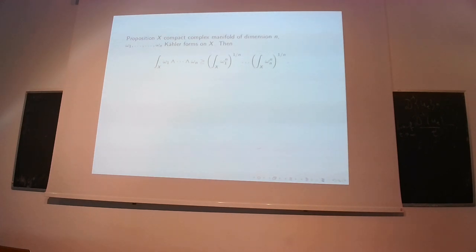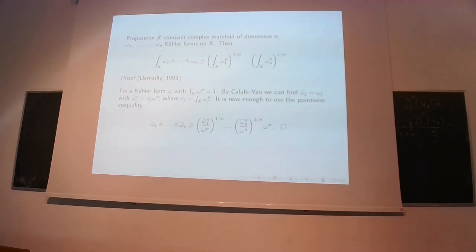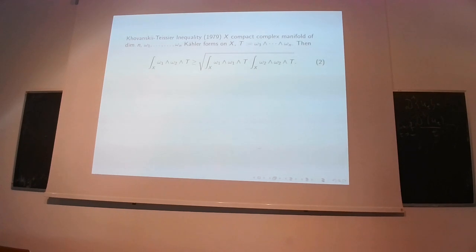There is a very simple proof of this by Jean-Pierre using Calabi-Yau, right? So the nonlinear PDE. And the proof goes as follows. You fix another Kähler metric and solve Calabi-Yau, just multiplying the volume form by the right constant so that it agrees, and then it's enough to use this pointwise inequality, right? But it's a weaker version than the general Kovalski-Tessier, which says this, right? And now it turns out, and you tell me if you were aware of this, there is a proof of Gromov that is essentially equally easy, and uses only a linear PDE, right?